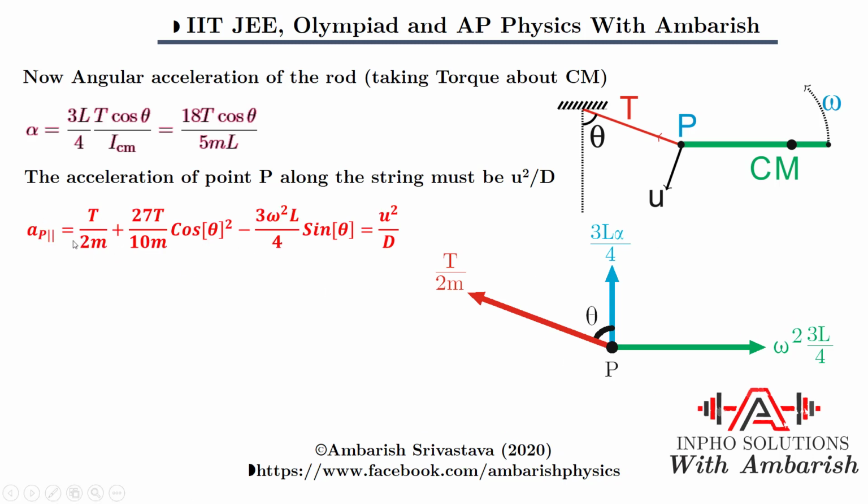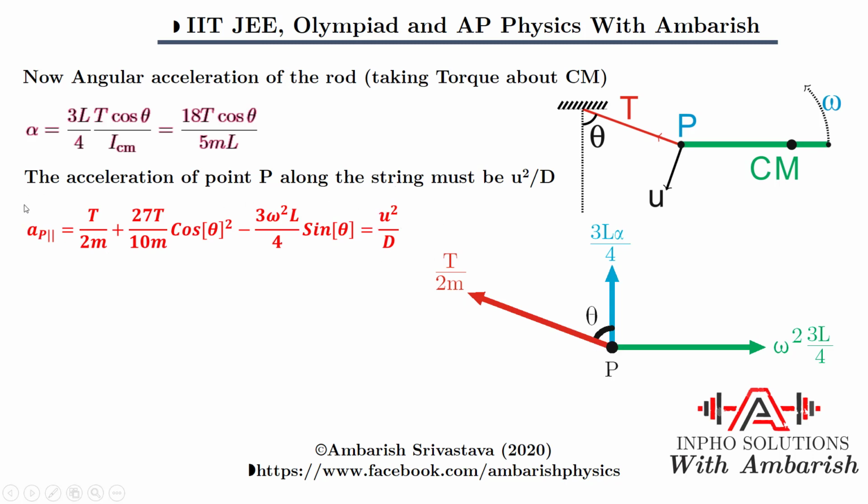So A_P parallel is T/2m, this one. And then we have just substituted the value of alpha. So alpha is this, and alpha into 3L/4, if you do, you get this term. Omega square, this term also you have substituted, and the total acceleration you have equated to u square by d. So this is the equation for the acceleration of point P parallel to the string.